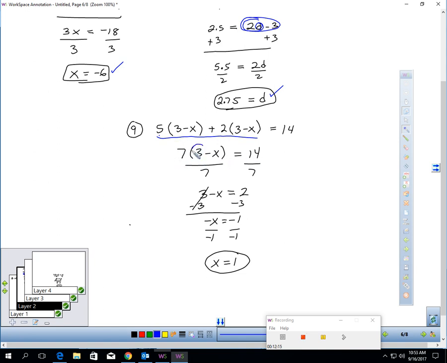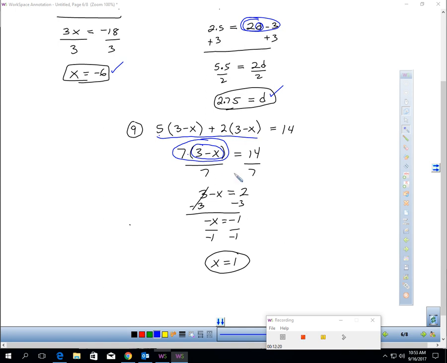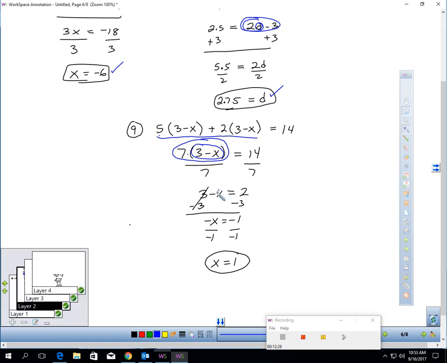And now I'm going to use the onion method. There's the center. 7's the outside layer. Let's get rid of times 7. Divide each side by 7, which gives you 3 minus x equals 2. And now I'm going to create a new onion. X is the center. I got to get rid of plus 3. Positive 3. Take away 3 from each side.